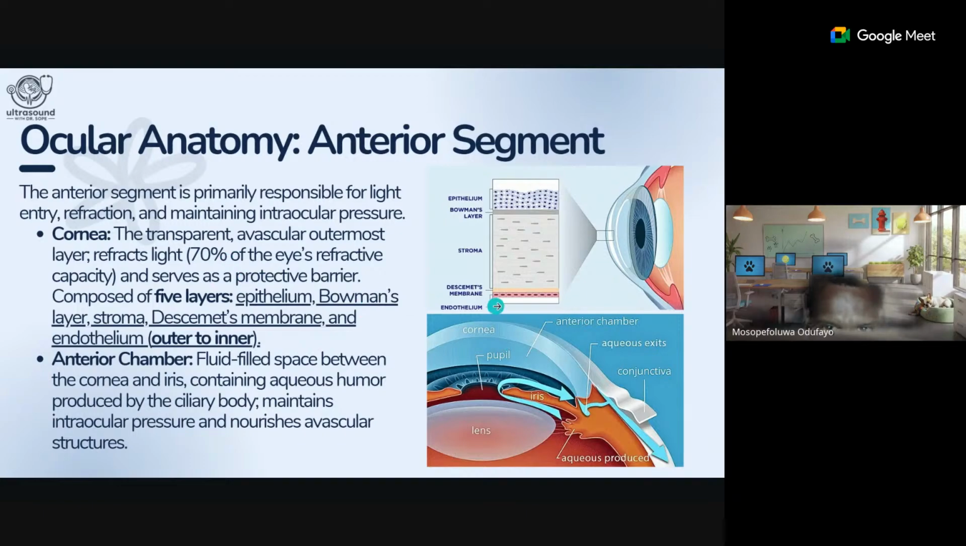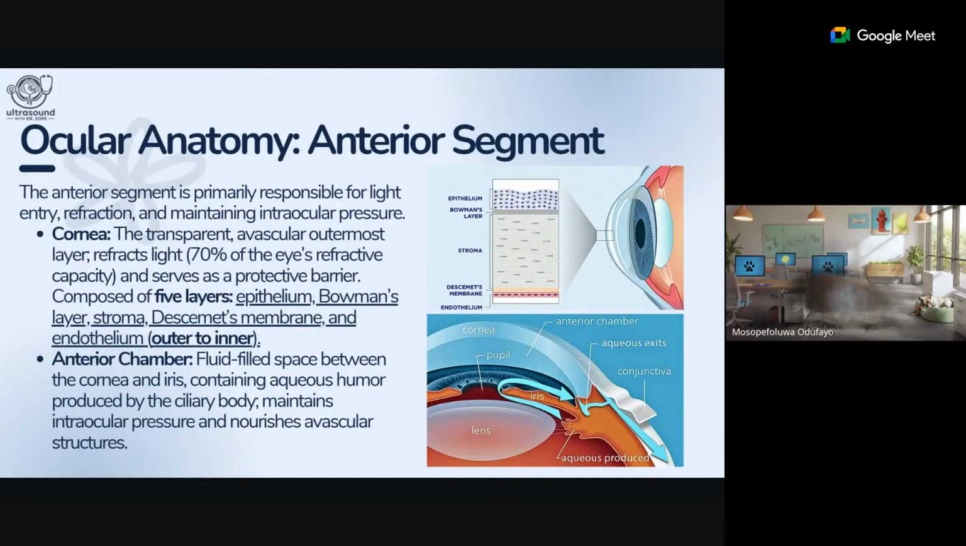And much of the refraction of light, is that okay? That bending of light, which is very, very important for the retina being able to catch the light, happens in the cornea. 70% of the eye's refractive capacity is in the cornea. And it consists of 5 layers. Take notes. The first is the epithelium.